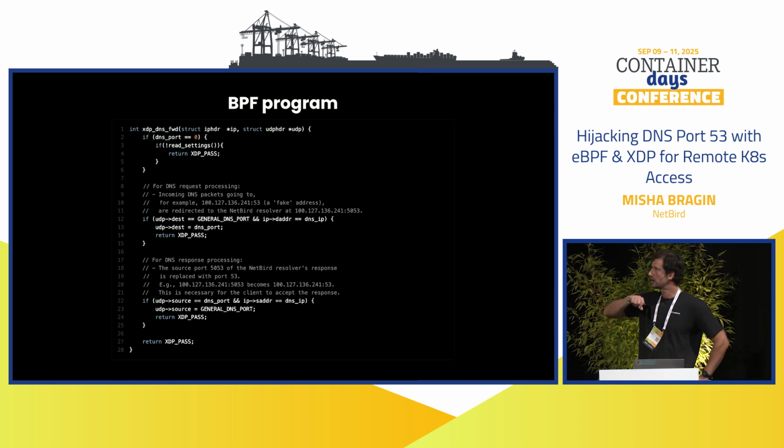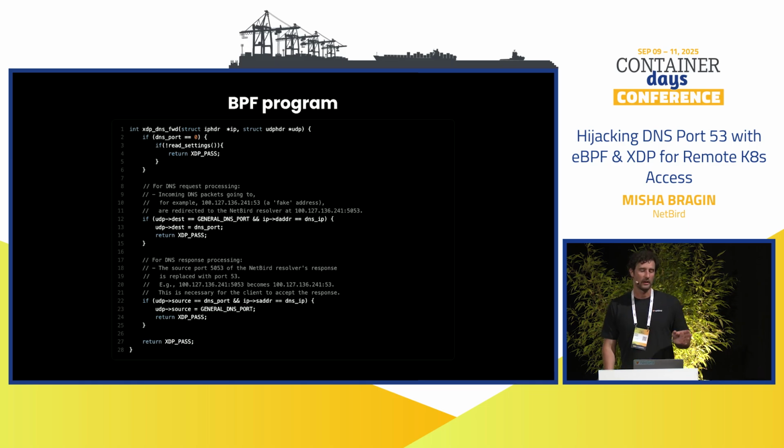The second section here is the way back. It's a very simple thing. We catch the port 5053, we override it to port 53, XDP pass, and the packet can continue. And this program is triggered by XDP.